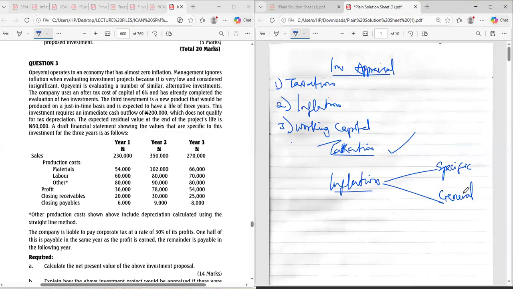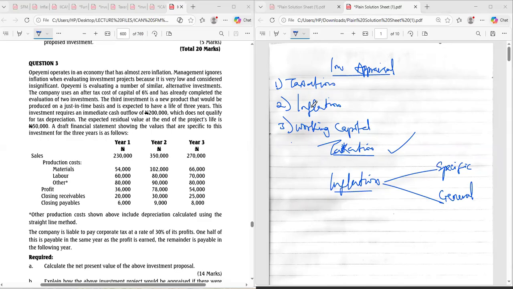Now, what about general inflation? General inflation affects every item in your question. It affects sales, variable costs, fixed costs, anything. That is what we mean by general inflation. It is one inflation rate applicable to all variables in the question, while specific inflation is different inflation rates applicable to different variables in the question.